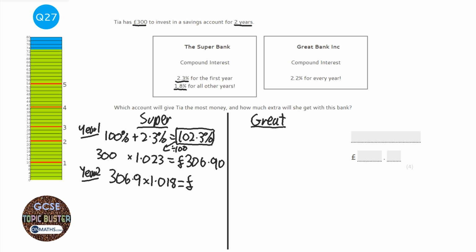And that says it's £312.42, and I'm going to round it to the nearest penny. Okay, so that is Superbank. That's how much we'd get. Now the Great Bank's a bit easier because it's just going to stay at 2.2.